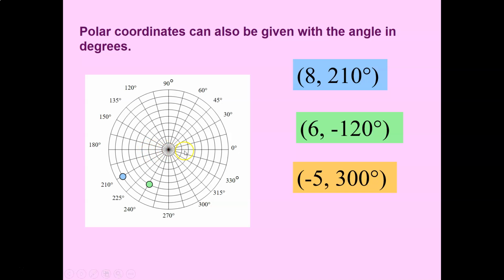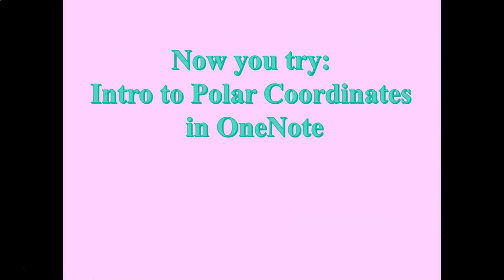(Negative 5, 300). We start at 0, go 300, which is this line right here, and then go backwards 1, 2, 3, 4, 5, and it should be right there. And then one more, (negative 3, 540). If we start at 0 and go 360 all the way around, and then another 90, we're at 450, and then another 90, and now we're at 540. We're on this line, and it's a negative 3, so we go backwards 1, 2, 3. And there it is. Now you know how to graph things in the polar coordinate system.